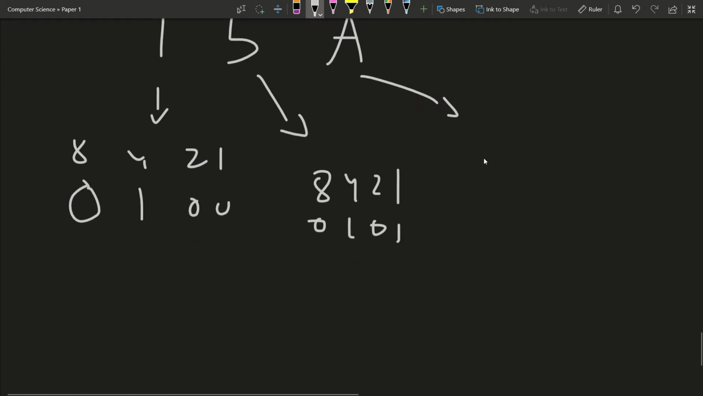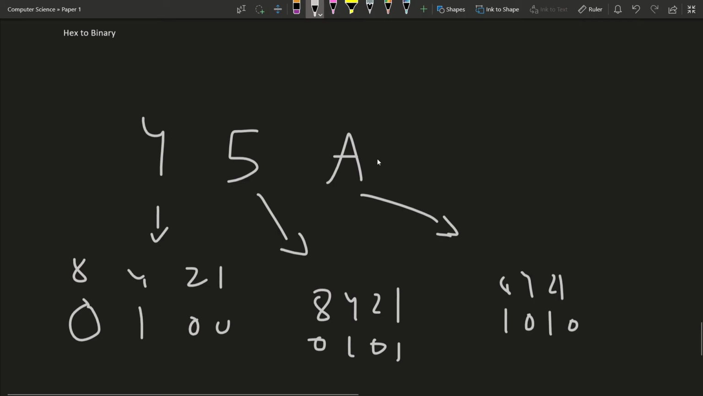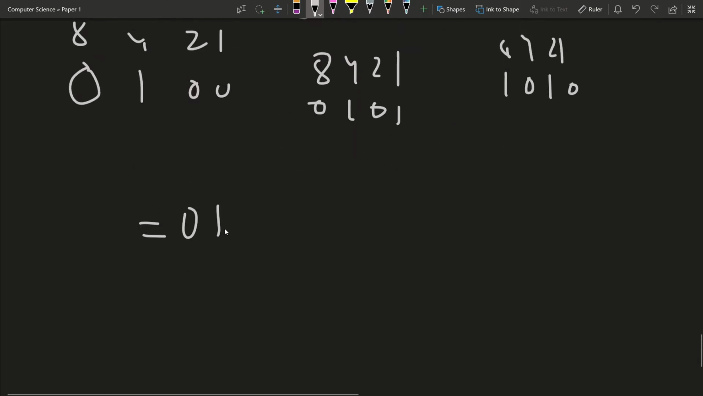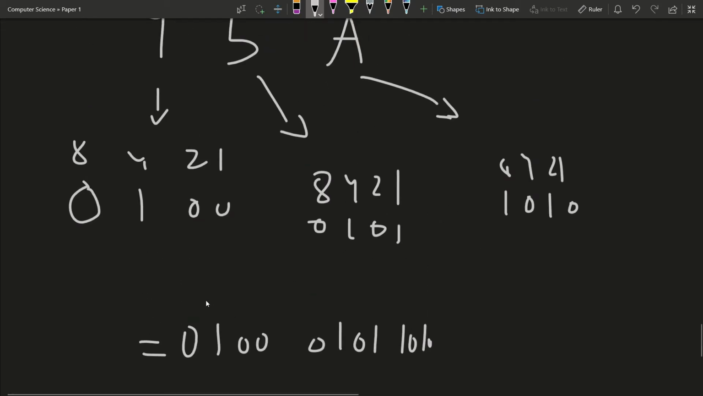And then A is 10. So 8, 4, 2, 1. You would write 1, 0, 1, 0, because 8 plus 2 is 10 and A is 10. So your answer would be 0, 1, 0, 0, 0, 1, 0, 1, 1, 0, 1, 0. You don't have to leave all this space. I'm just doing it to explain this is this, this is this, and then this is this. Combine them in order.